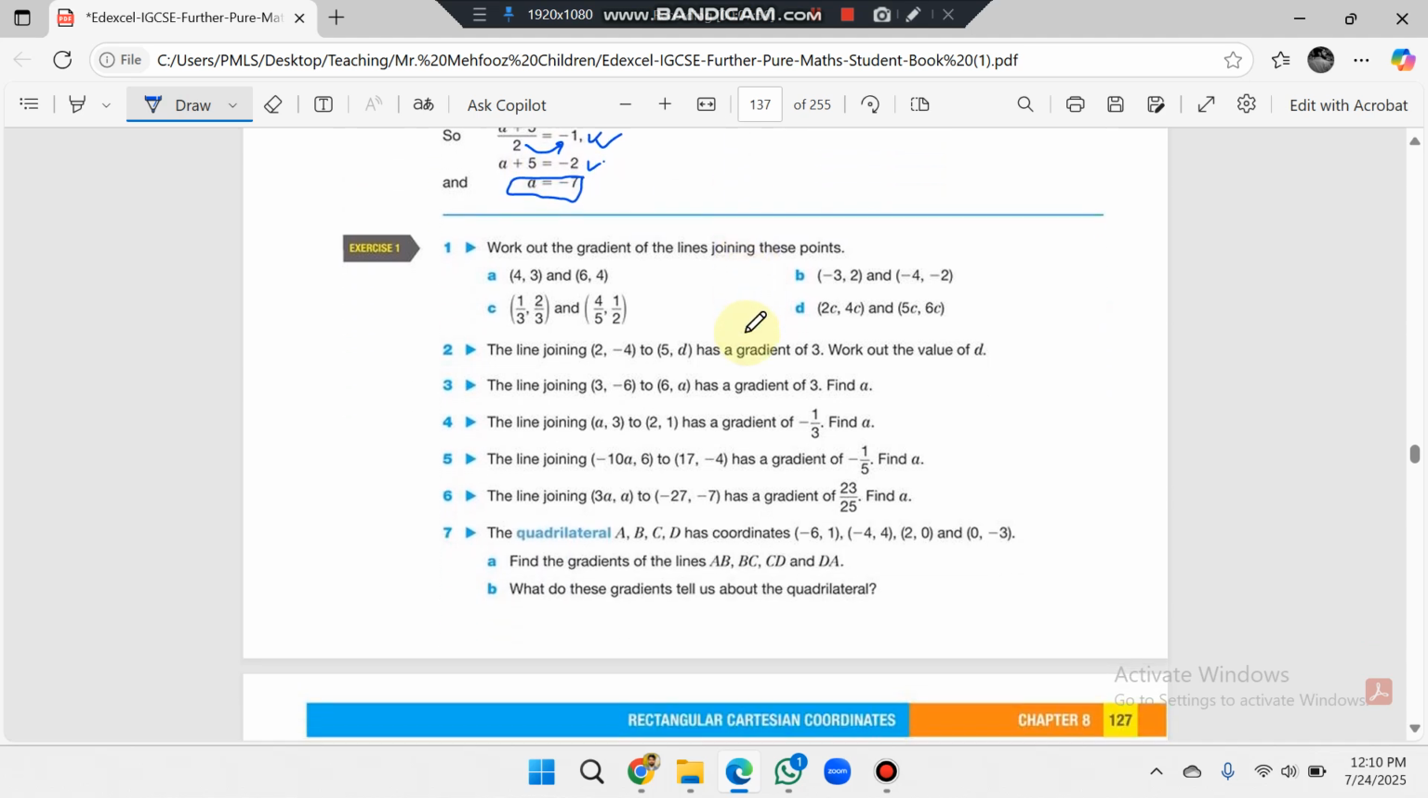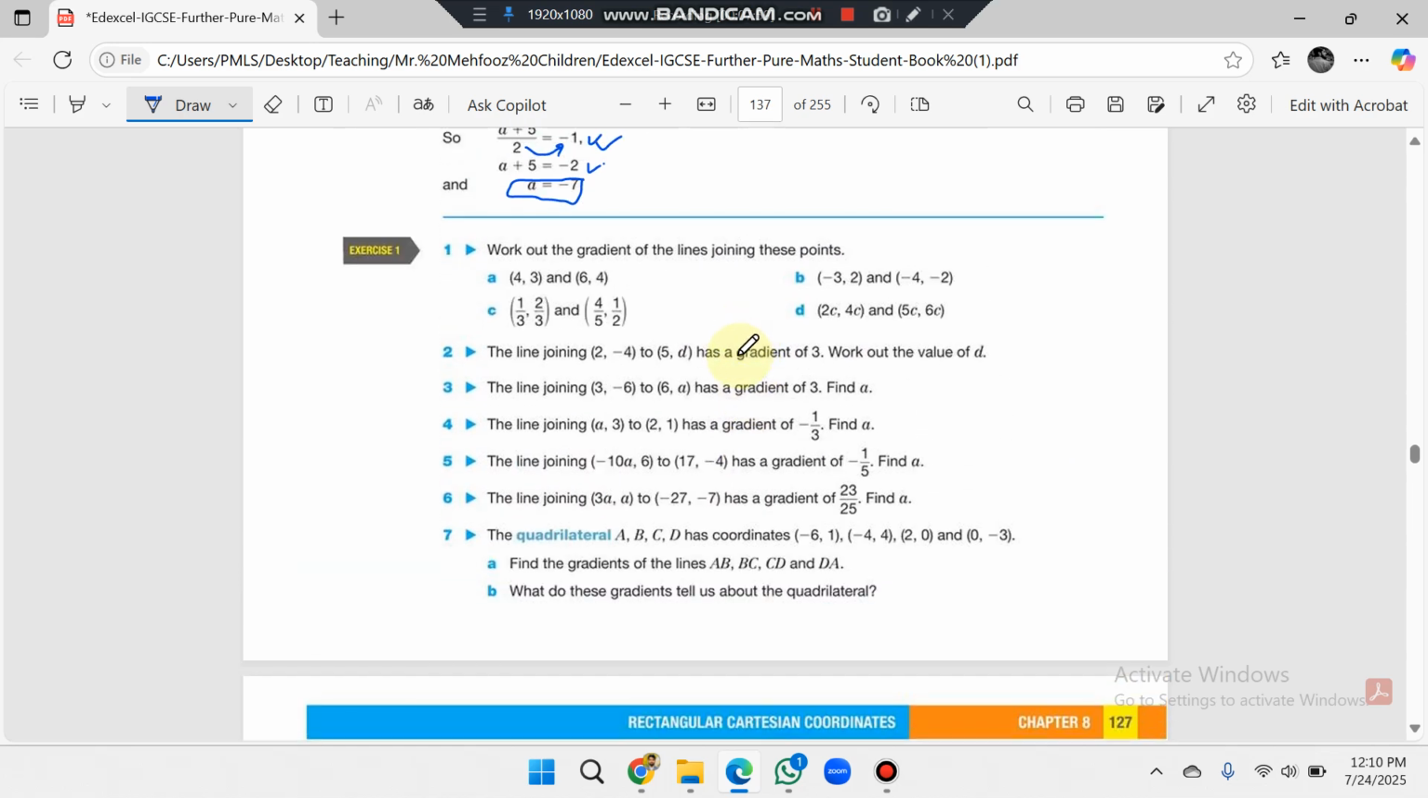Here's the next exercise, and this exercise has 7 questions, as you can see, and all the questions have the gradient problems which we have studied in the previous two examples. You have also seen the formula for gradient, which I write as m equals y2 minus y1 over x2 minus x1, and the general form of the straight line is y equals mx plus c. These two formulas are used in this exercise.